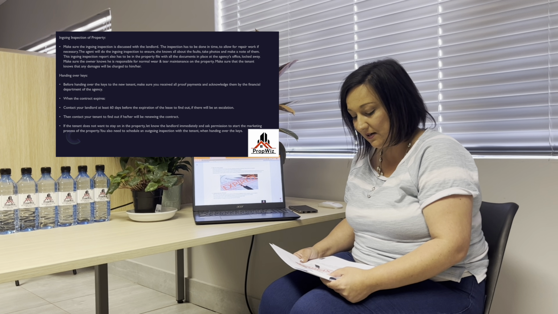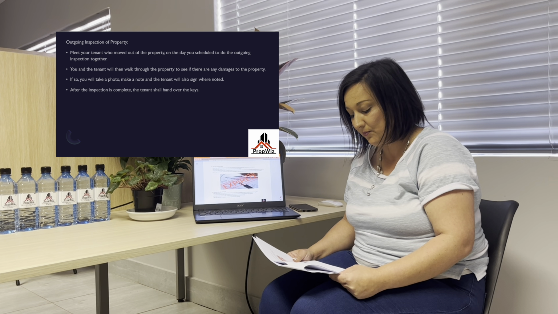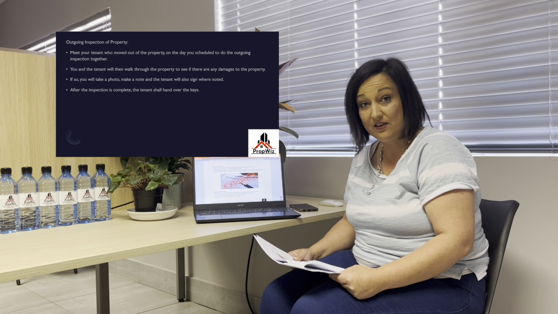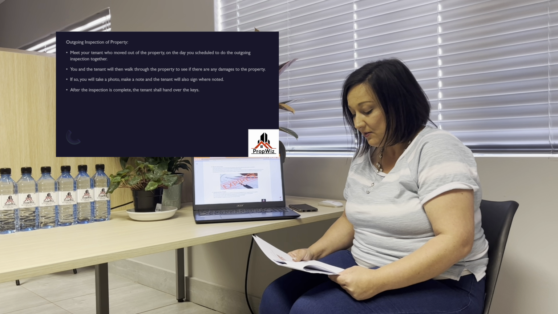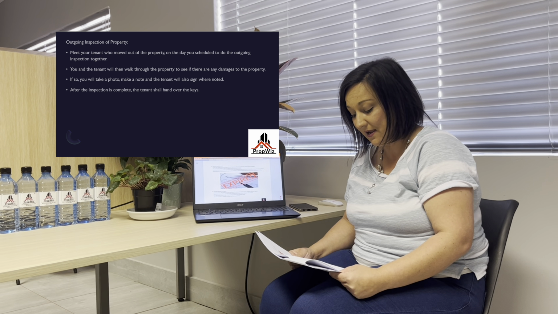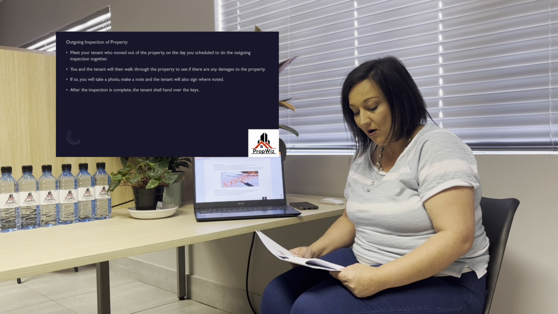Outgoing inspection of the property. Meet your tenant who moved out of the property on the day you scheduled to do the outgoing inspection together. You and the tenant will then walk through the property to see if there are any damages to the property. If so, you will take a photo, make a note, and the tenant will also sign where it's noted. After the inspection is completed, the tenant will hand over the keys.